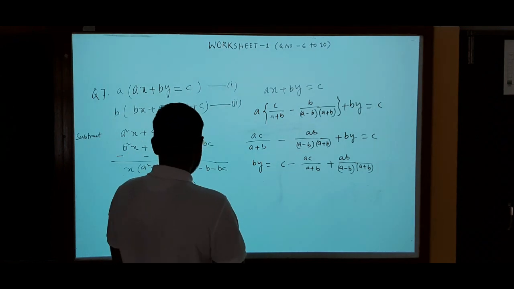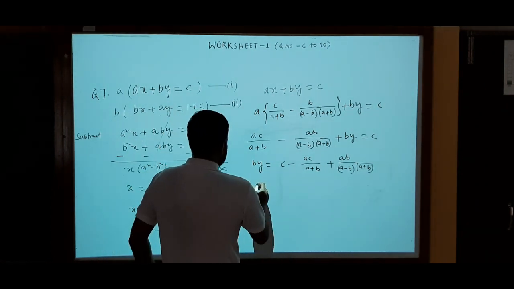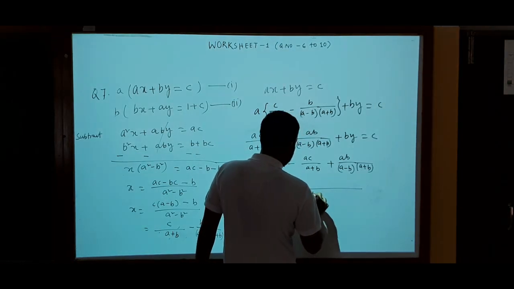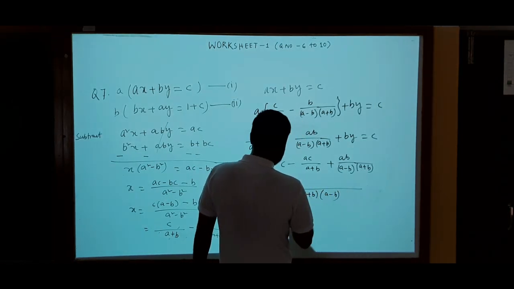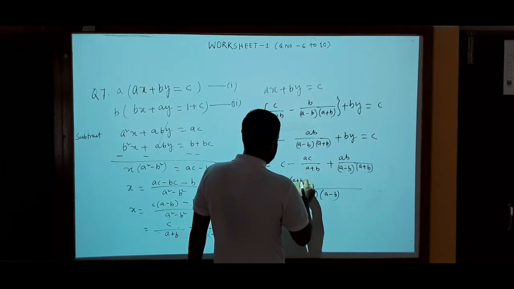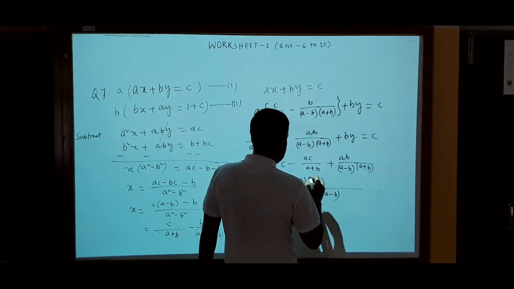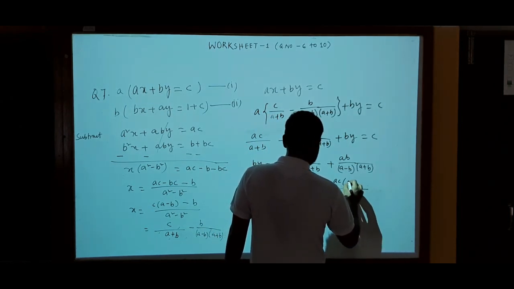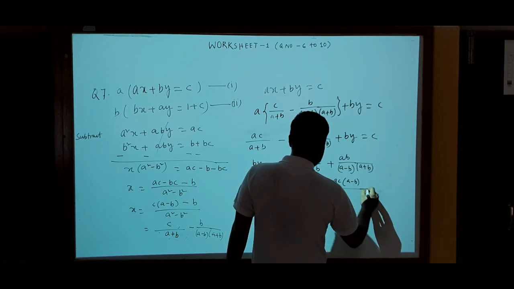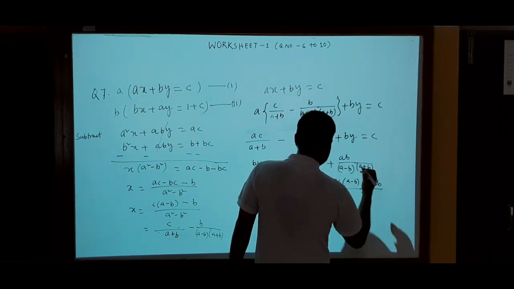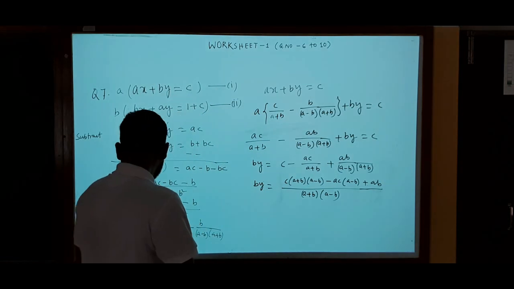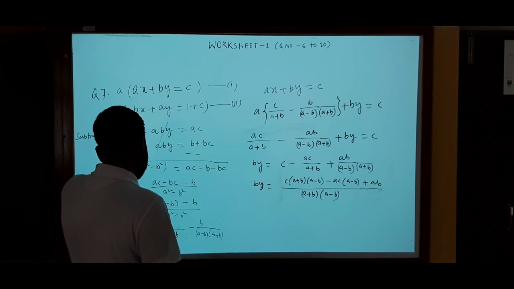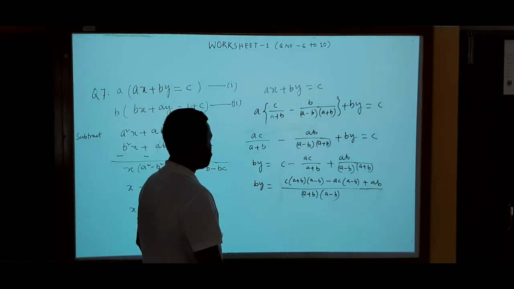Now by equal to, if I take LCM, I'll write a plus b into a minus b. So c into a plus b into a minus b minus ac multiplied by a minus b, and here it is only ab. Check. Right?